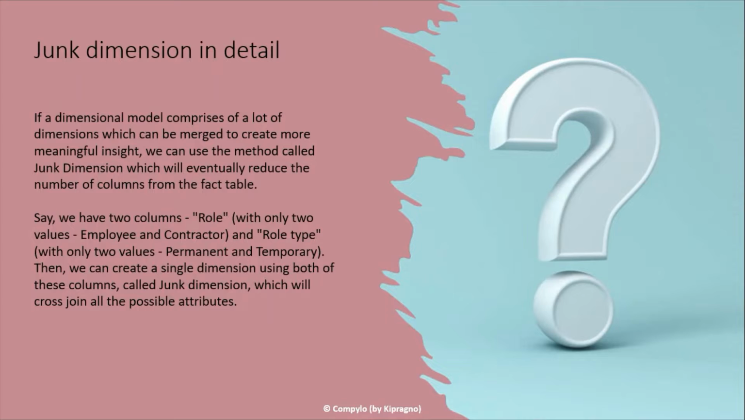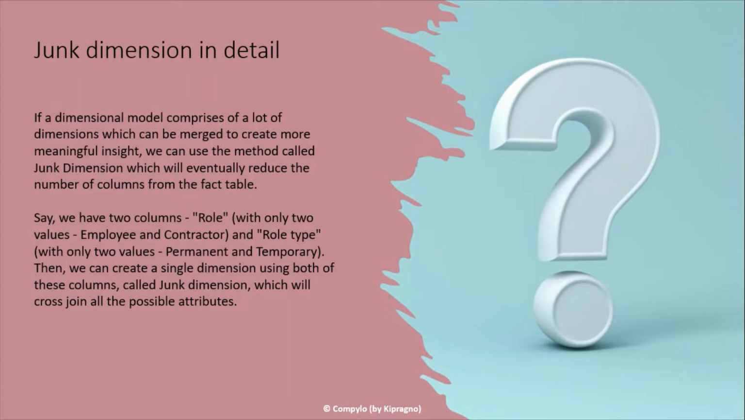What is a junk dimension? Can you explain it in detail? If a dimensional model comprises a lot of dimensions which can be merged to create more meaningful insight, we can use the method called junk dimension, which will eventually reduce the number of columns from the table.